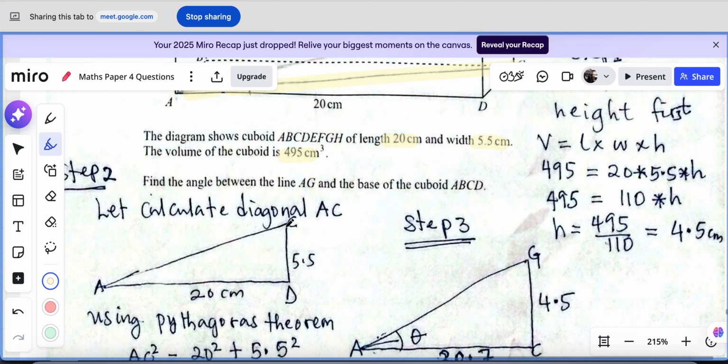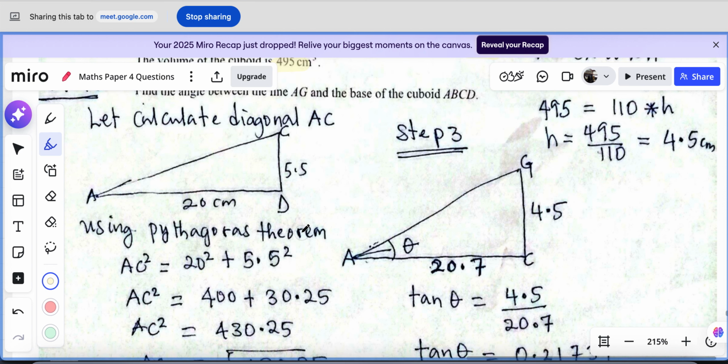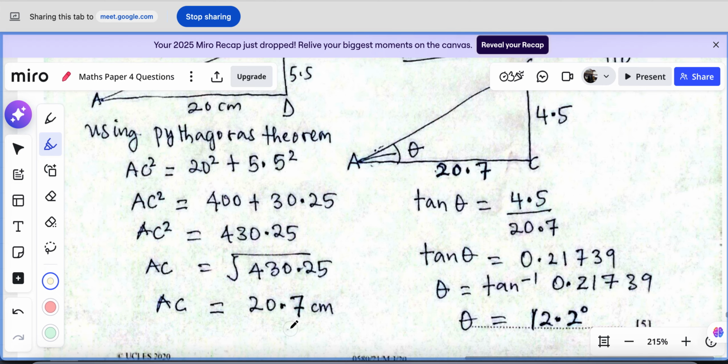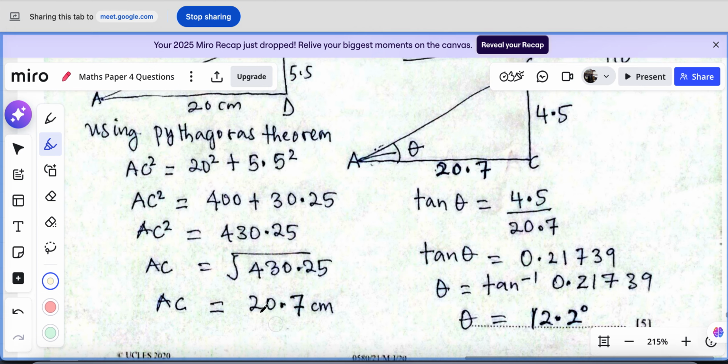And here is your DC. Look at the DC, look at the AD. So here is 20, here is 5.5. It's Pythagoras theorem. You find this longest side, the hypotenuse. So AC squared is equal to 20 squared plus 5.5 squared. 20 squared is 400, 5.5 squared gives 30.25. AC squared is 430.25, and you find the square root of both sides, you get AC to be 20.7.